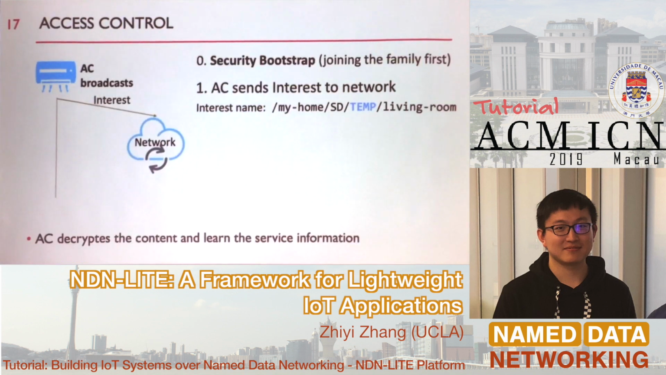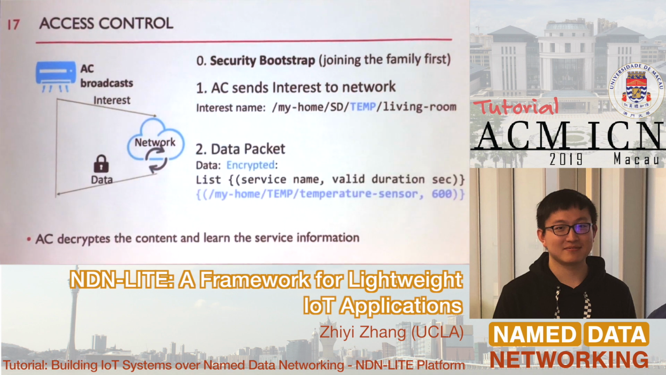So next is the access control. Considering the service information itself could be sensitive, like you may not want others to know that you have an electronic door lock at home, we actually apply the access control protocol to the service discovery process to protect the service information. To be more specific, the content will be encrypted, and only a valid home device can have access to the content, which means to obtain the decryption key and decrypt the content to see the answer.